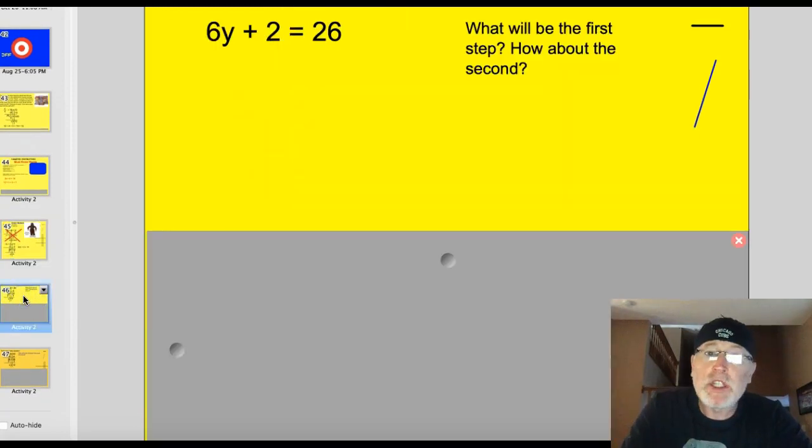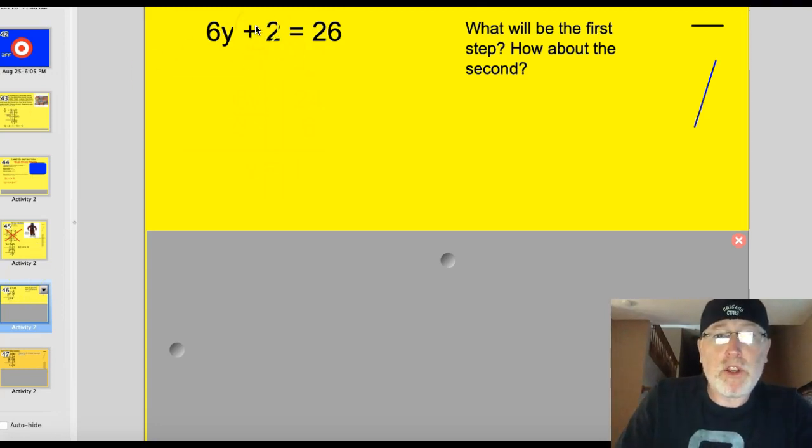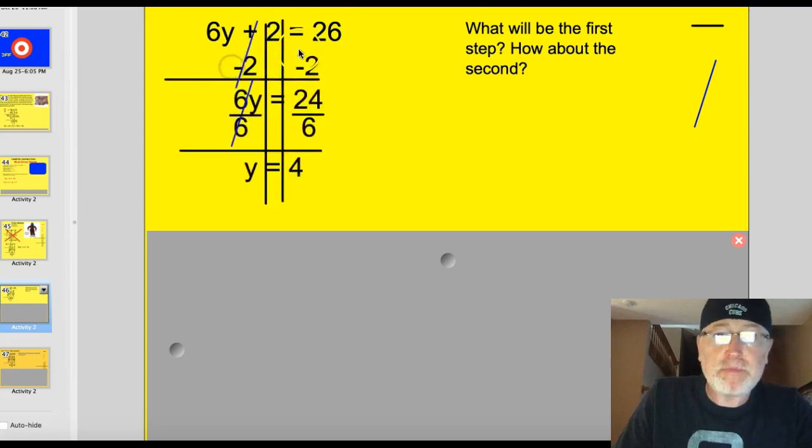All right. Let's take a look at a couple, and then I'll have you try some. 6y plus 2 equals 26. What will be our first operation here? What do you think? How about the second? Well, first, we've got to get rid of the 2, and then we've got to get rid of the 6y. So we're going to do subtraction first, and then we'll have to divide to get rid of that.